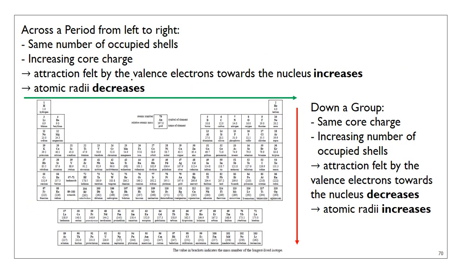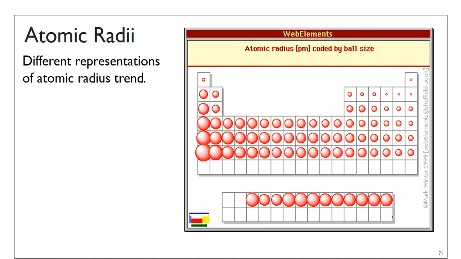Okay, so if you increase the attraction between valence electrons and the nucleus, you will decrease atomic radius. And the opposite also holds true. If the attraction between the valence electrons and the nucleus decreases, atomic radii will increase. Okay, this is one form of representation of the atomic radius. I don't think I gave people this diagram, although if you really like it, you can print it out. But it does show how the atoms get bigger going down and get smaller going across.